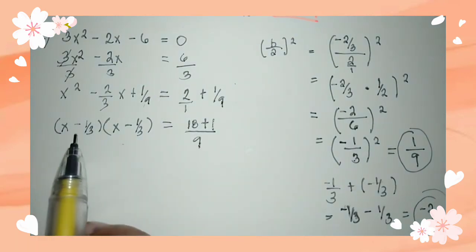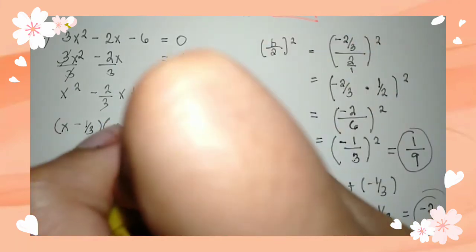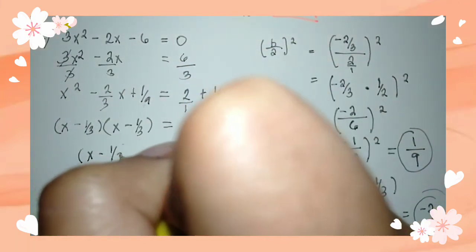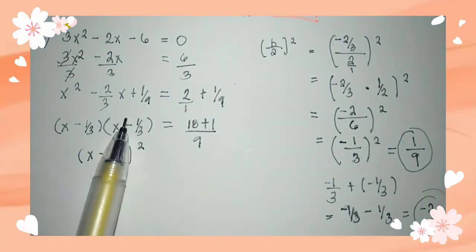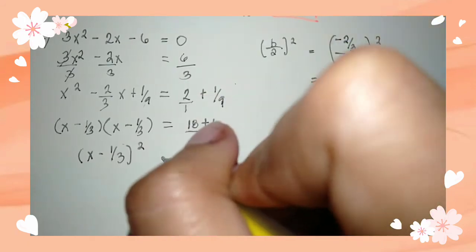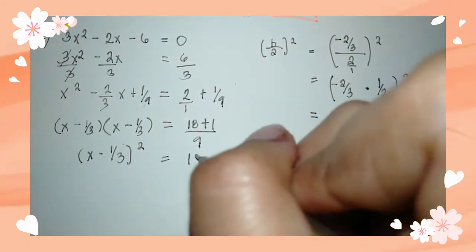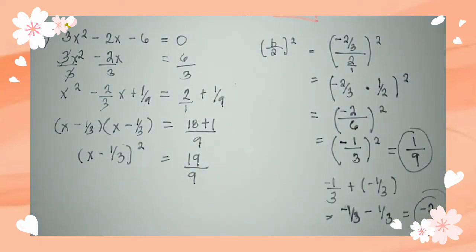Okay. Right after that, x squared na natin to since parehas lang naman sila. Anyway, pwede naman na natin siyang idiretso as ganito: x minus 1/3 squared. Kaya ko lang siya in-extract muna na ganito is para makita nyo kung bakit ba nilalagyan ng squared. Okay? And then 18 plus 1 is 19 over 9. So next thing to do is to extract square root.